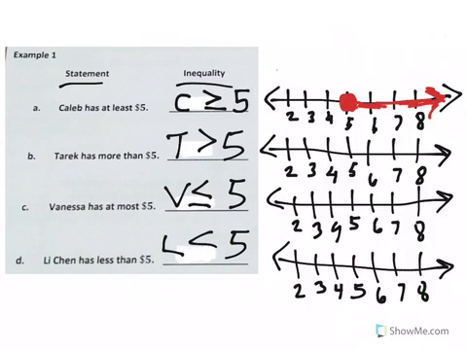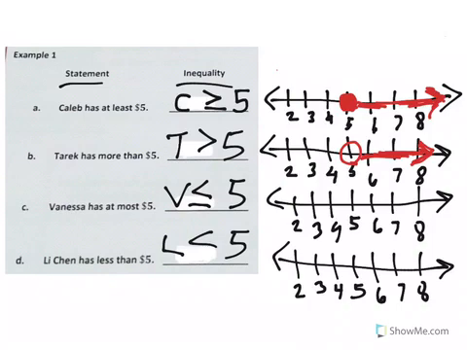Okay, so let's look at this next one. This is an example that does not have it, right? Tarek has more than $5. So we're going to start at 5, and he has more than $5. It is going to go in this direction, because it could be 6, 7, 8, 9, or whatever. But you'll notice it doesn't have the line underneath. So I'm going to leave this circle open, basically meaning that 5 does not count there. So he has greater than 5.